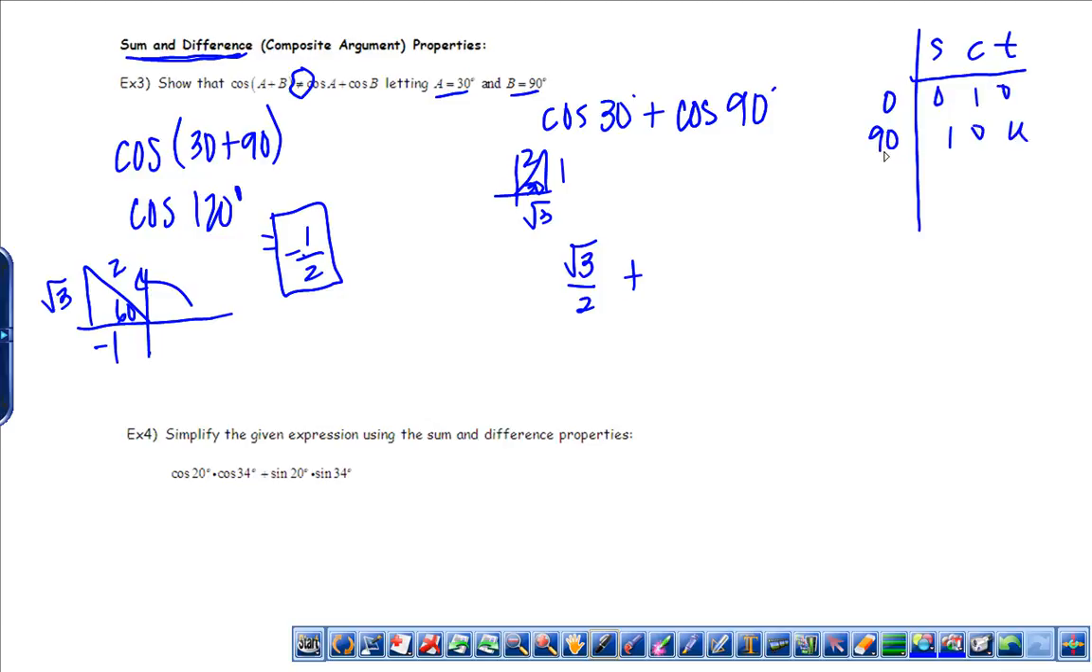So cosine of 90 is going to be a 0. So root 3 over 2 plus 0 is going to give you root 3 over 2. So I just proved that these were not equal because the left side is negative 1/2. The right side is root 3 over 2. Therefore, this is not equal to.